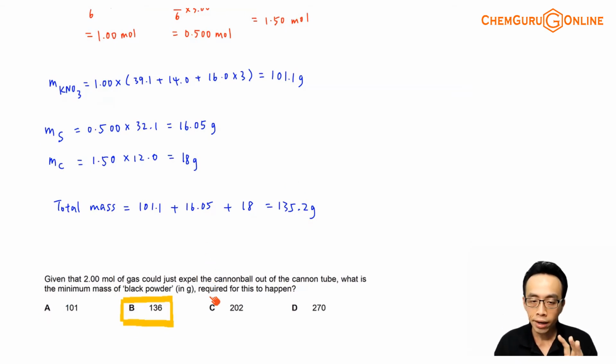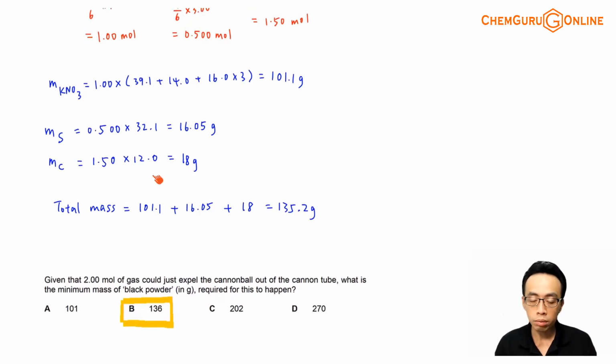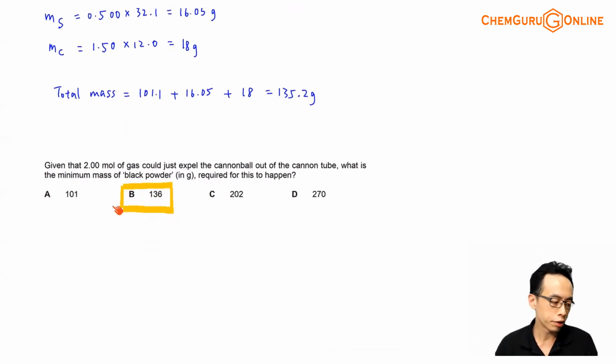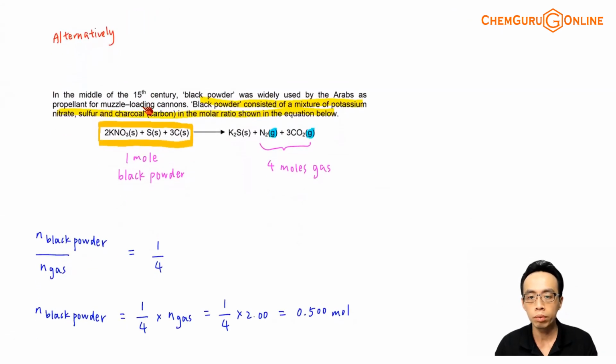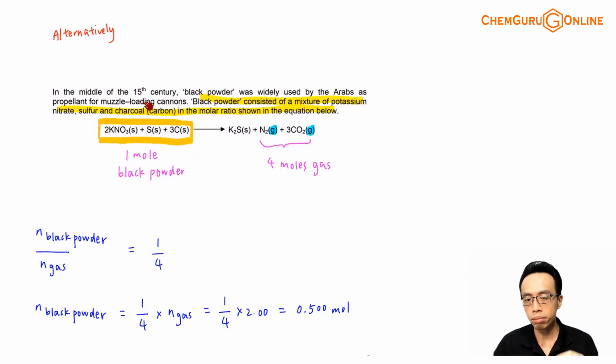Now, there's actually an alternative way for us to interpret the mole ratio. I think it is interesting for us to consider that as well. So let us take a look at this. Now, alternatively, what we can do is, the question mentioned that black powder consists of a mixture of potassium nitrate, sulfur, and carbon in this molar ratio. So we can treat this unit, 2 moles of KNO3 plus 1 mole of sulfur plus 3 moles of carbon, as 1 unit, and we treat it as 1 mole of black powder.